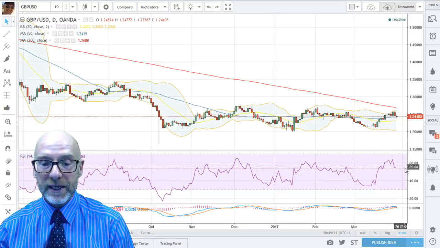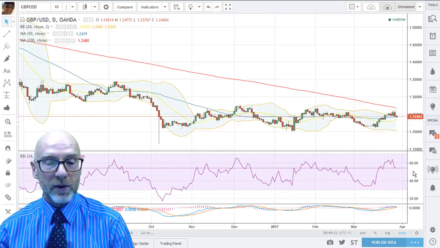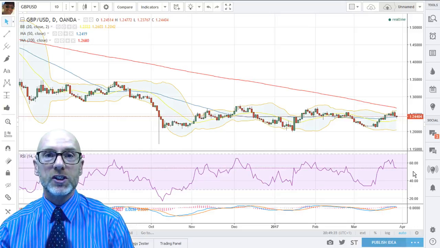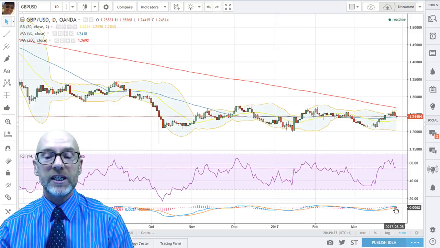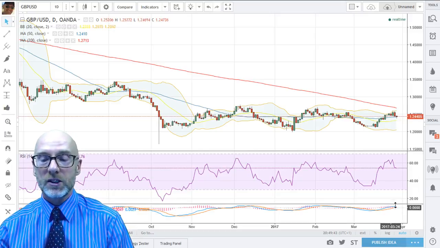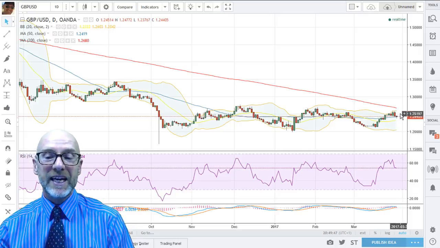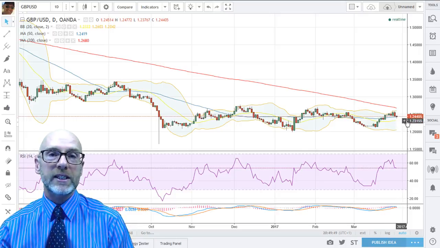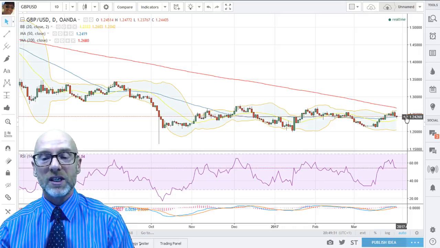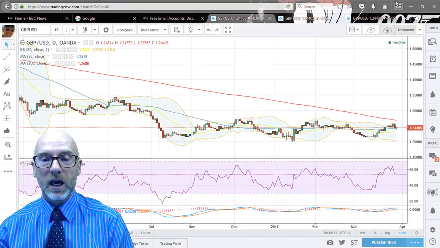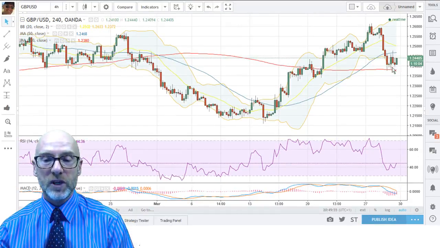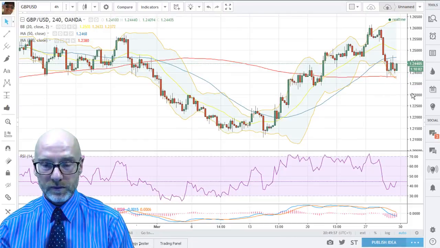On the momentum indicators, the RSI is still above 50, which is positive, and the MACD, as you can see, is high, but the short term is still above the long term, so that's a positive picture. If the 50-day can hold, there's still a chance of a break to the upside, but at the moment, just wait and see. Looking at the shorter term, this is the 4-hour.